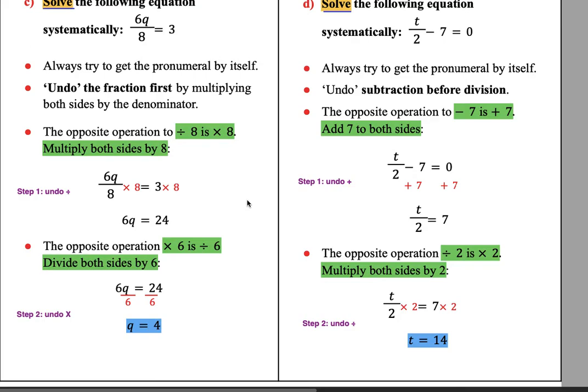Pineapple. It's spiky. So if we are getting rid of the 6 here, again, we're undoing that multiplication. So we divide by 6 on both sides, and we end up with our value for q equaling 4.